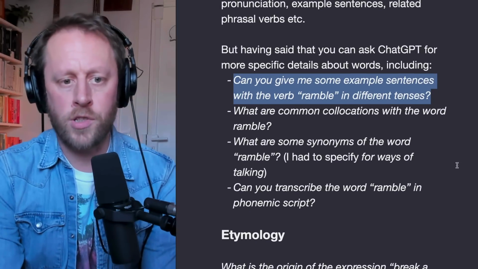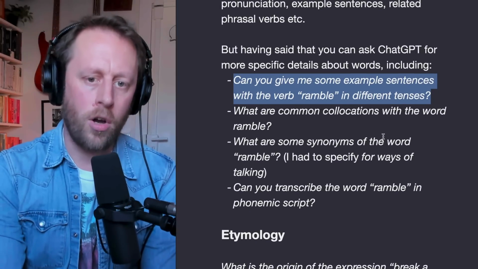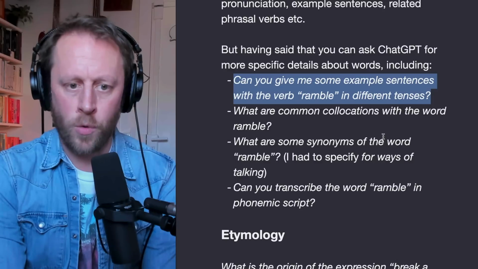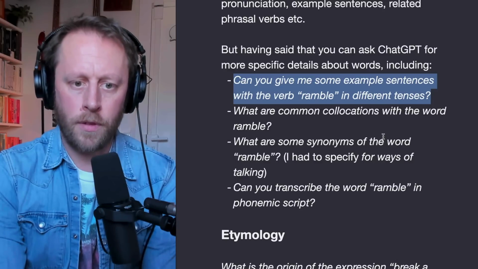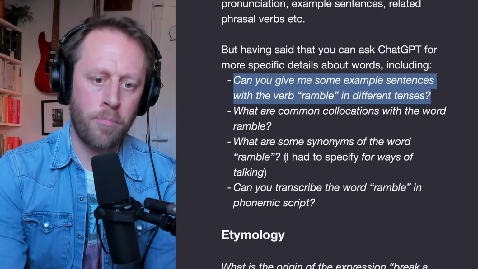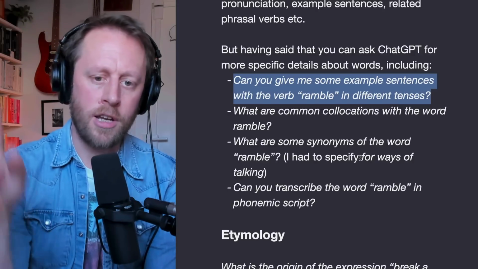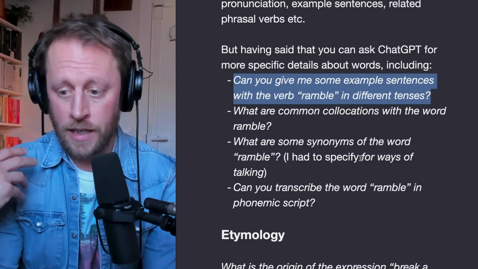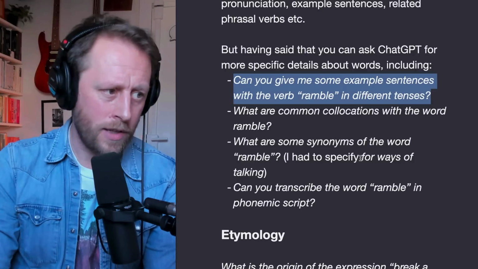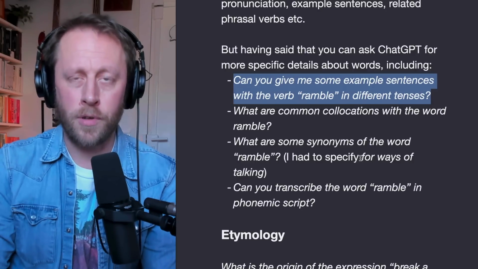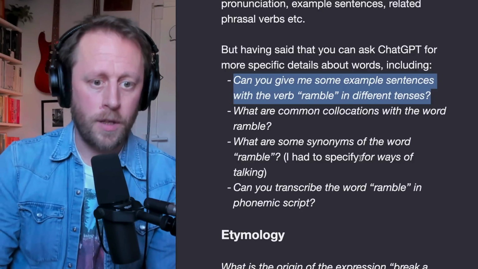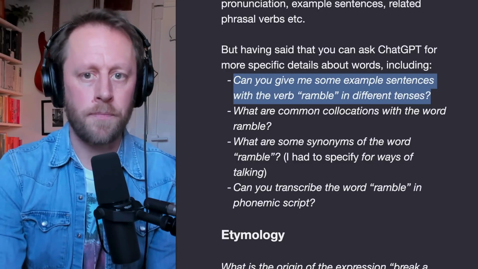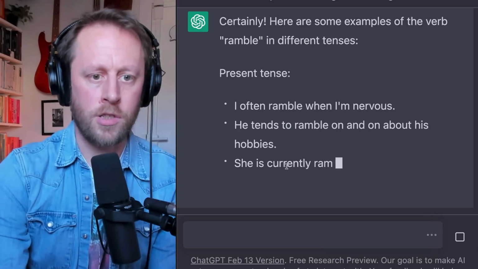My other questions are, what are common collocations with the word ramble? What are some synonyms of the word ramble? And we'll see that I probably will have to specify synonyms for ways of talking, because I want specifically other ways of saying that I'm rambling, things like waffling or going on and on. Can you transcribe the word ramble in phonemic script? So those are things I could ask it to.